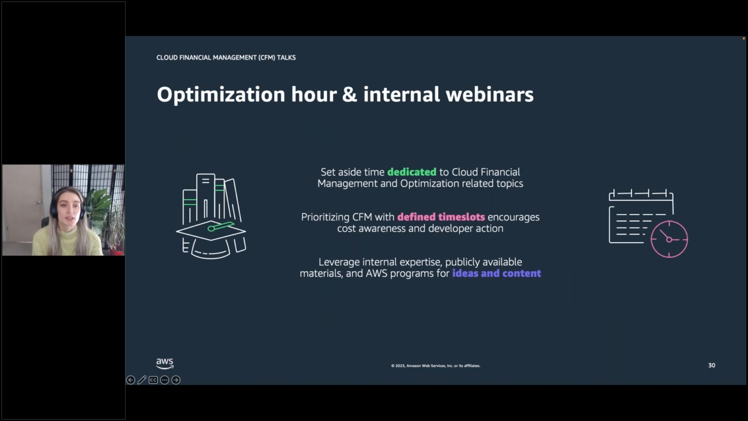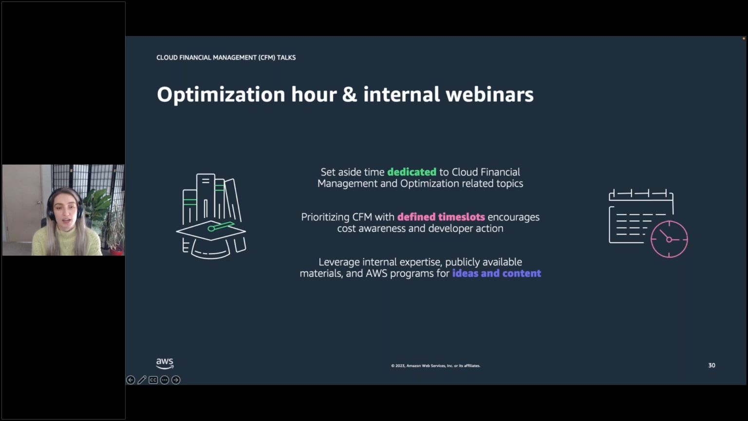So another mechanism that's a little bit similar to a few of the ones that we've discussed is earmarking an optimization hour or producing internal webinars, possibly similar to the one that you are watching right now. So setting aside time within your organization that is dedicated to cloud financial management or cost optimization topics can be incredibly effective. Blocking the calendar, making sure that that's top of mind and something that people are seeing every week is key and can keep it more up to speed in their mind.